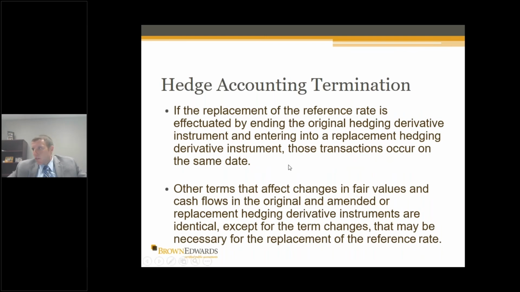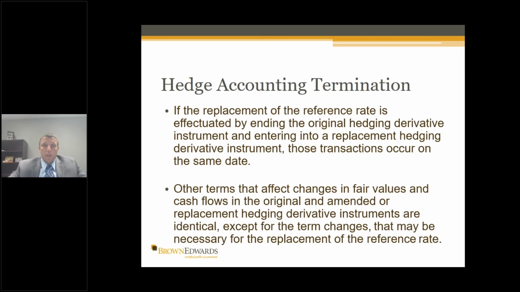So finishing up the exceptions, they're in place for terminating the hedge. The replacement or reference rate puts in place the ending of the original hedging derivative instrument and entering into a replacement hedging derivative instrument. Those transactions must occur on the same date. So in plain English, even if the agreement notes termination, then it's not to be treated as a hedge termination as long as you entered it on the same date.